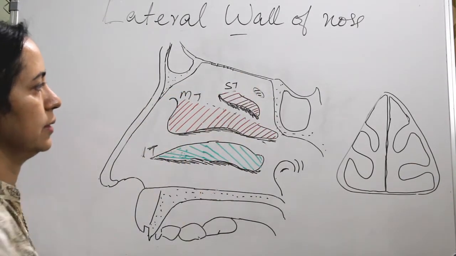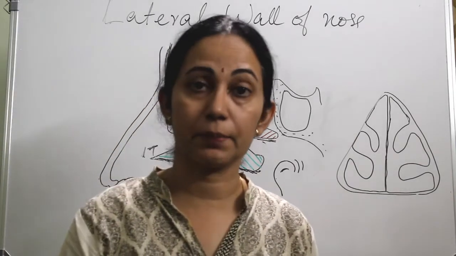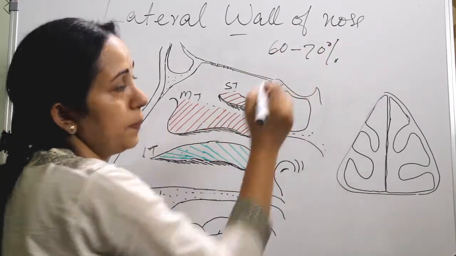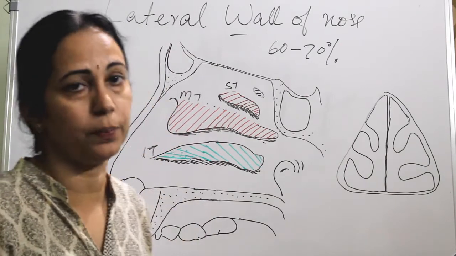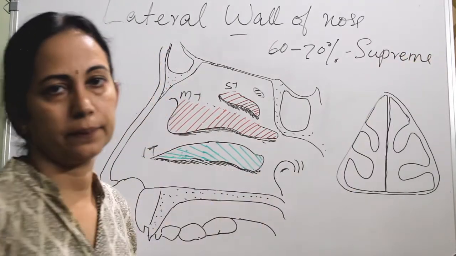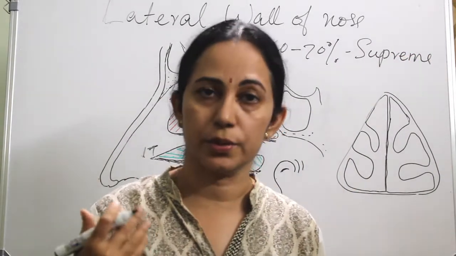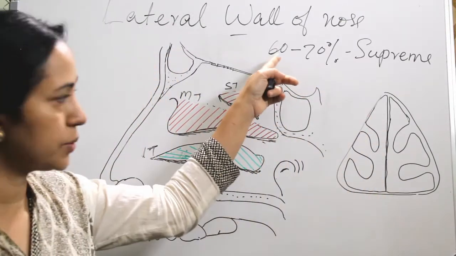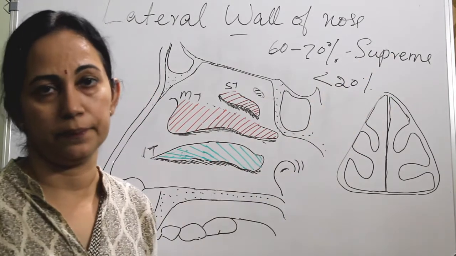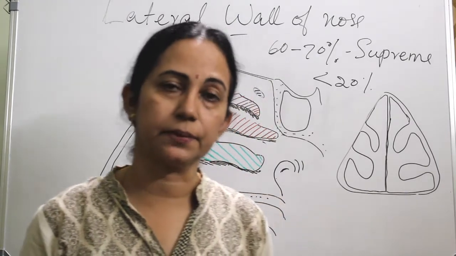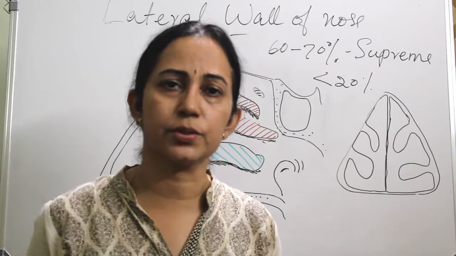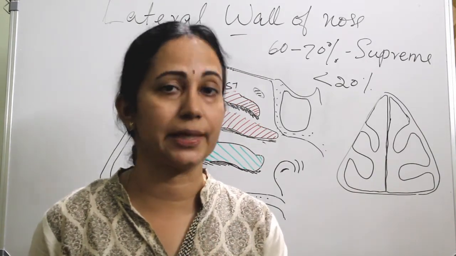What is this? This is a supreme turbinate. In 60 to 70% of the normal population, you can see a supreme turbinate, superior to the superior turbinate, and of the 60 to 70%, in less than 20% of cases it is well developed. If the supreme turbinate is well developed, the posterior ethmoid will drain into the area lateral to the supreme turbinate, which we call the supreme meatus.